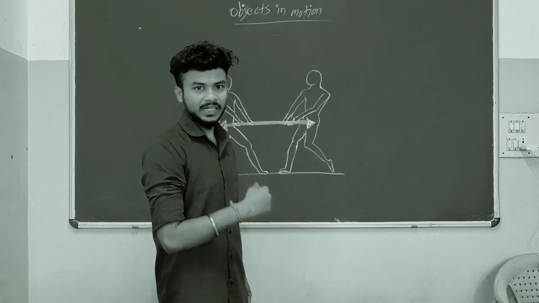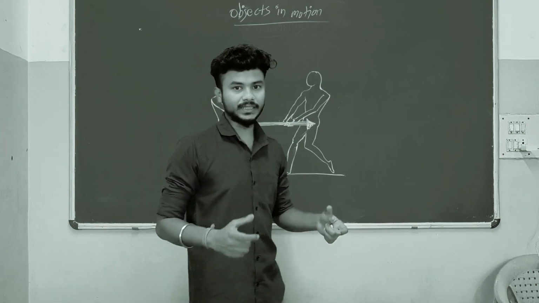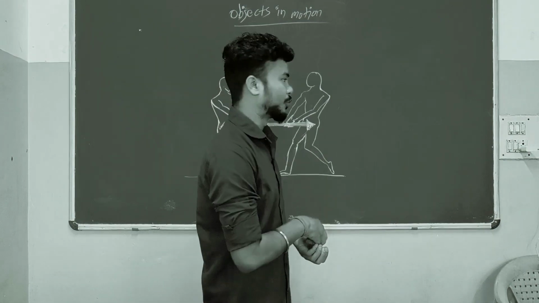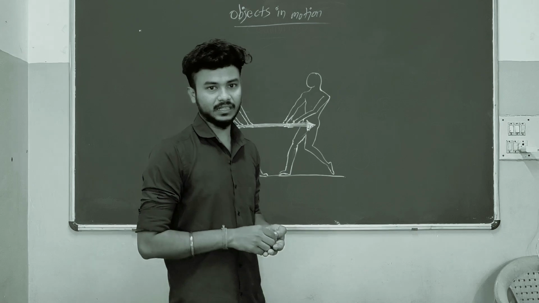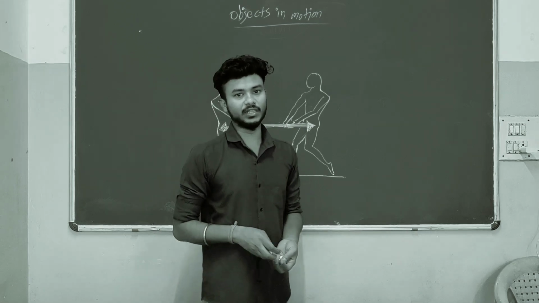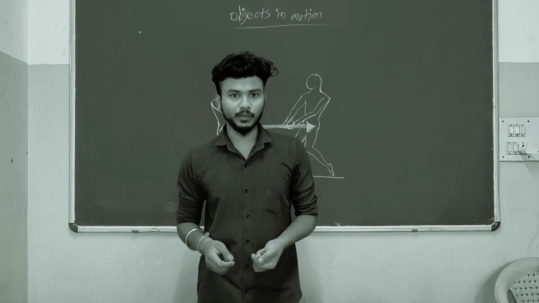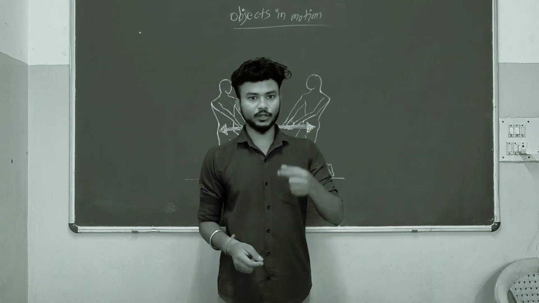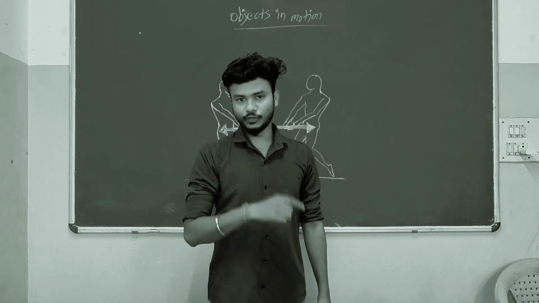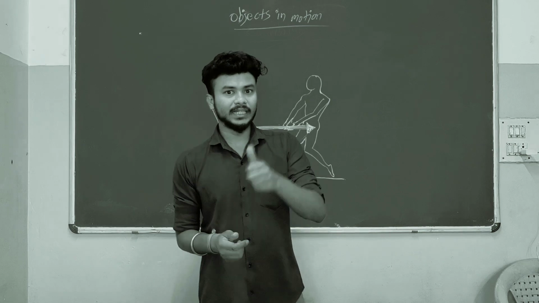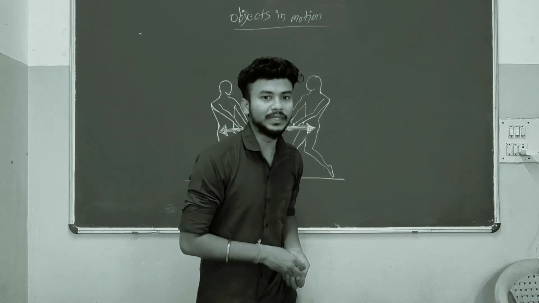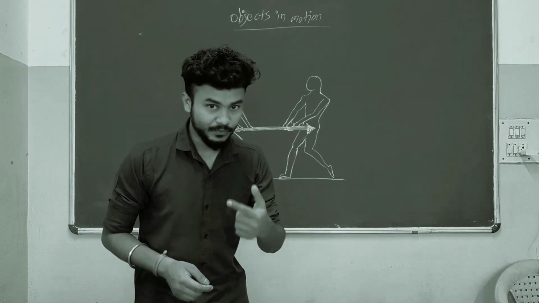Now, next topic: objects in motion. We saw Newton's first law, the law of equilibrium, meaning inertia: an object will be stable if the two forces acting on it sum to zero. Then the object will be in equilibrium.